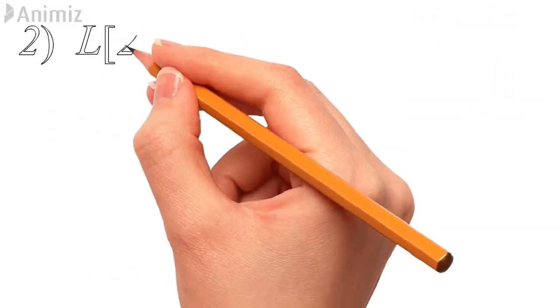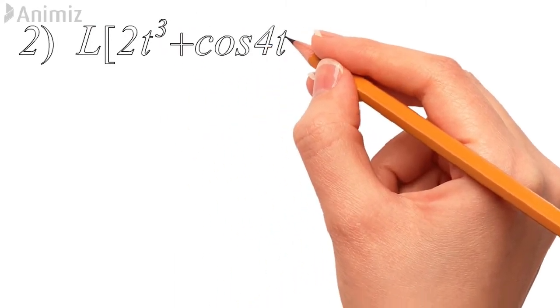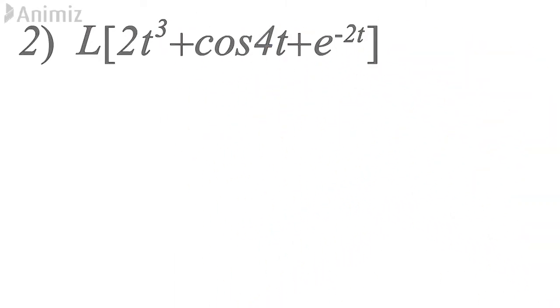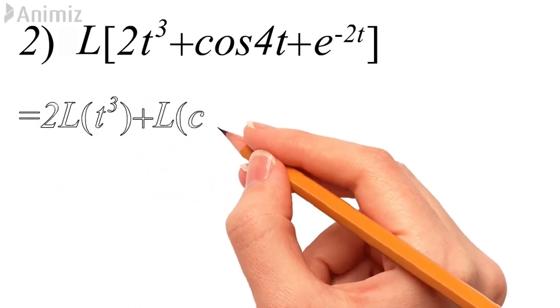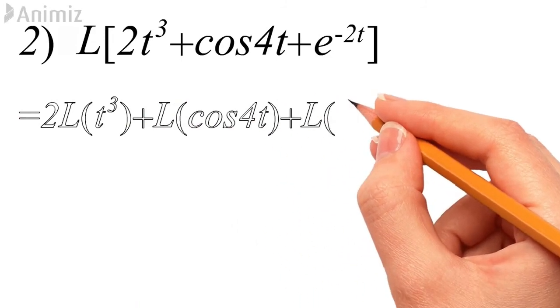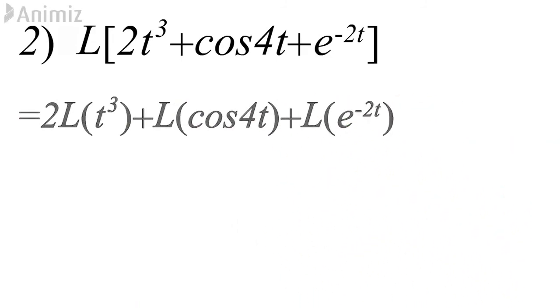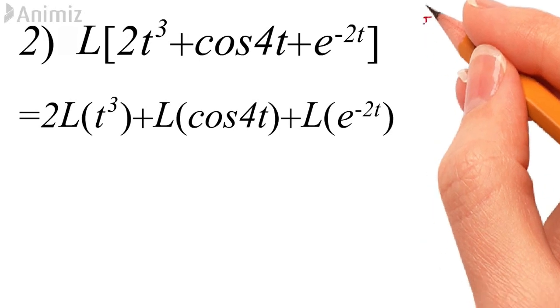Second problem, Laplace of 2t cube plus cos 4t plus e raised to minus 2t. Let's apply the linearity property to this. We get 2 into Laplace of t cube plus Laplace of cos 4t plus Laplace of e raised to minus 2t. For solving this, we will apply some standard Laplace formulas.